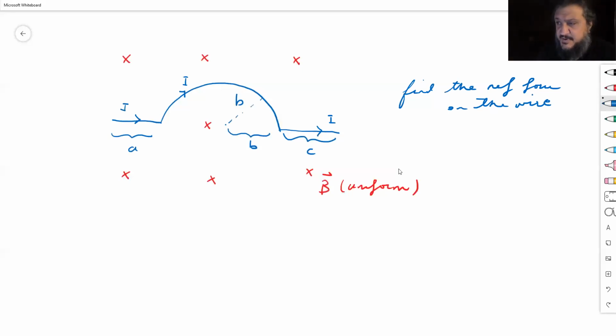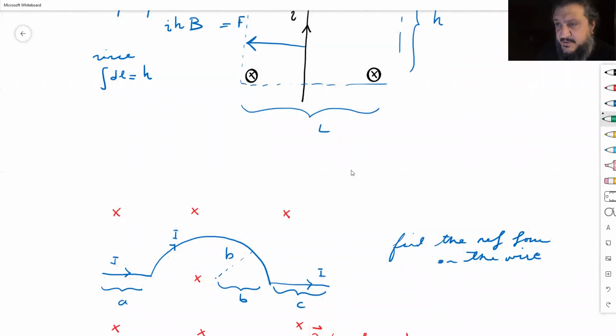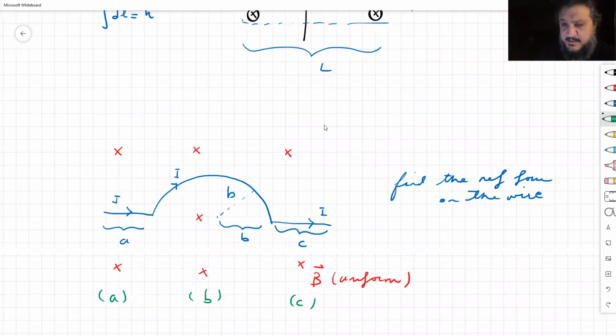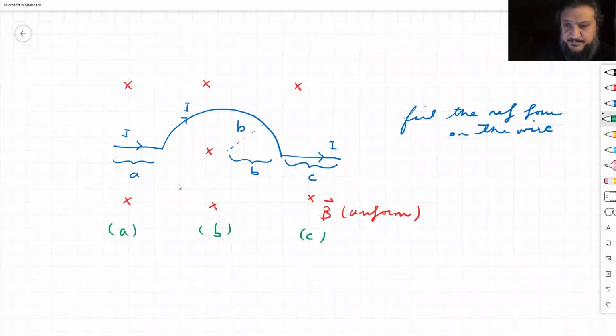So we could divide this into three parts. Okay, let's name this part A, part B, and part C. Now, part A and C is just like the previous case, where we simply have a straight wire in a uniform magnetic field. So the length along the wire is what we need. That is A in the first part. Let's find the direction. Thumb in the direction of the current, index finger in the direction of the magnetic field. It gives you a vector pointing up.